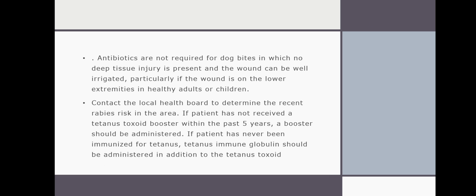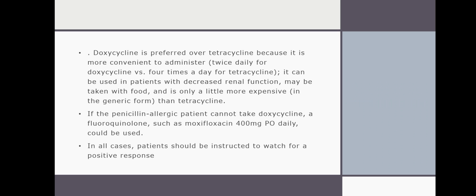If the patient is allergic to penicillin, tetracycline or doxycycline provides adequate coverage. We prefer doxycycline over tetracycline because it is more convenient to administer. Two doses of doxycycline are given per day, but tetracycline is required to be given 4 times a day. Doxycycline can be used in patients with decreased renal function, and it can be taken with food. The only disadvantage is that doxycycline is a little more expensive than tetracycline.